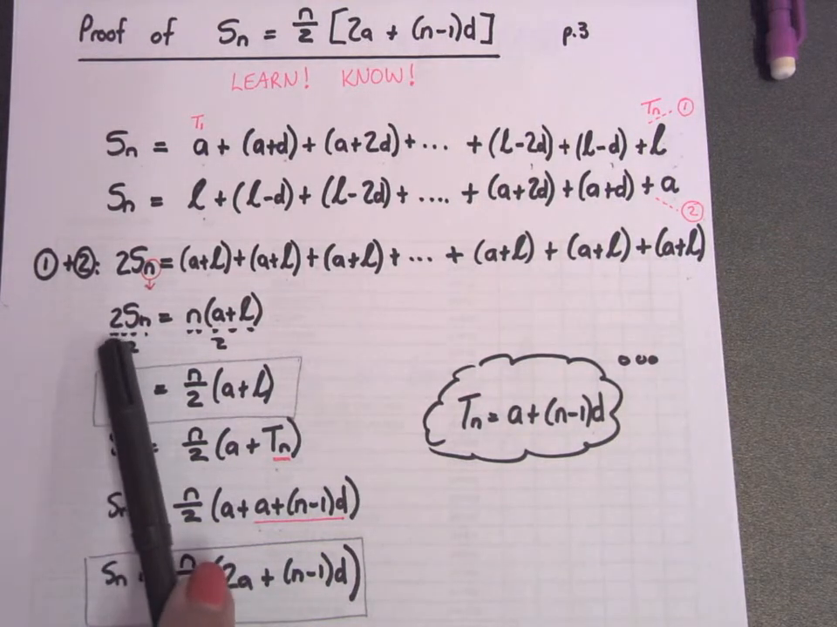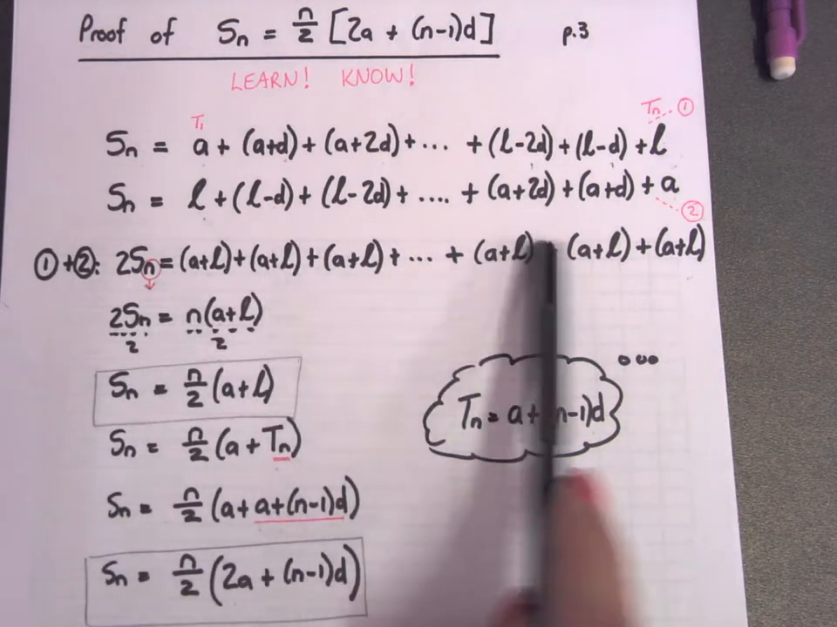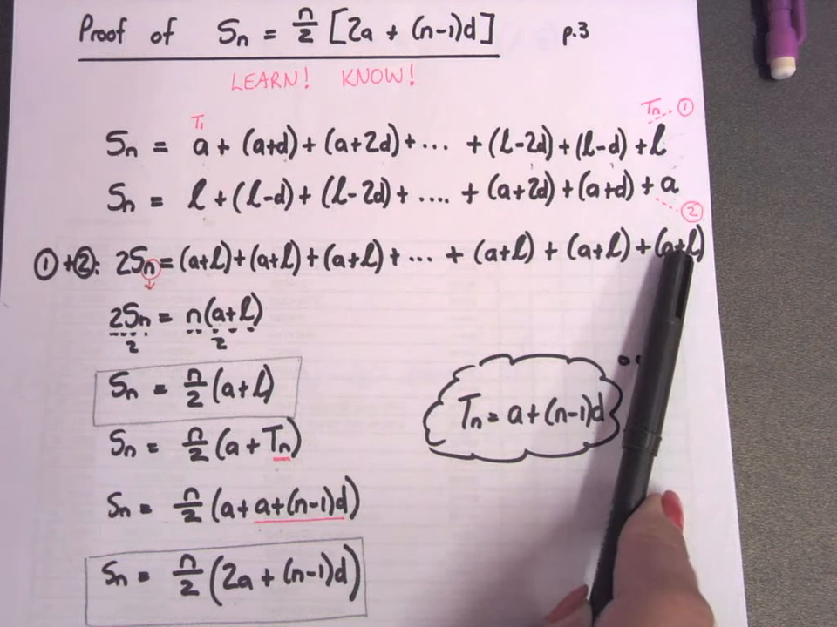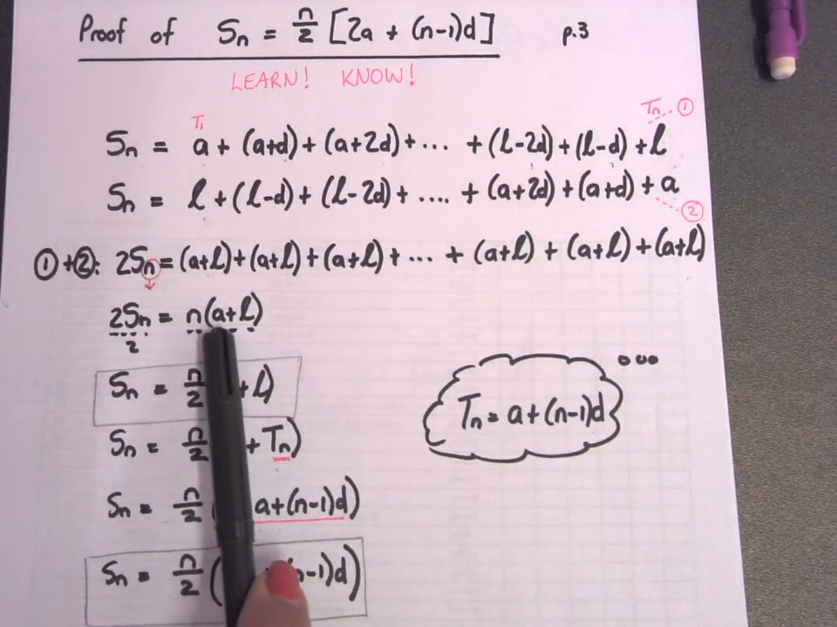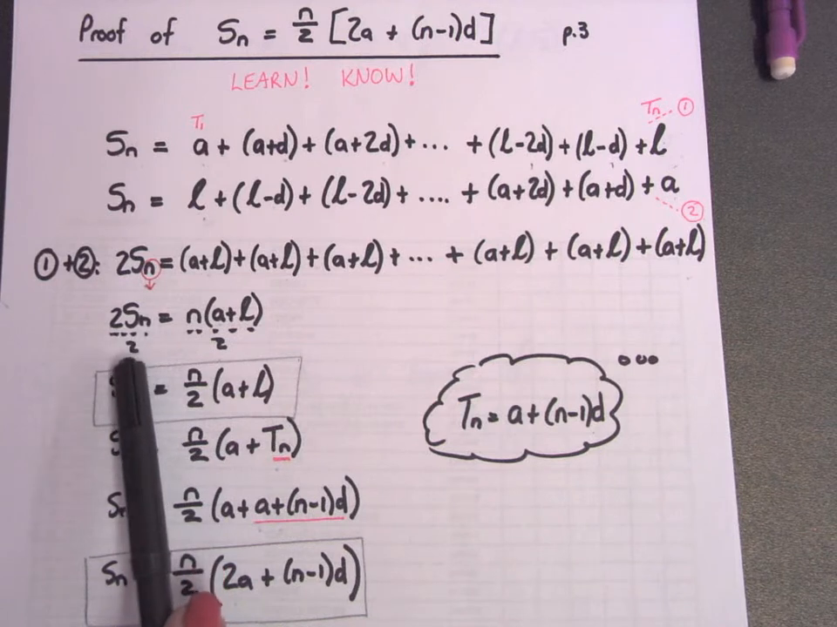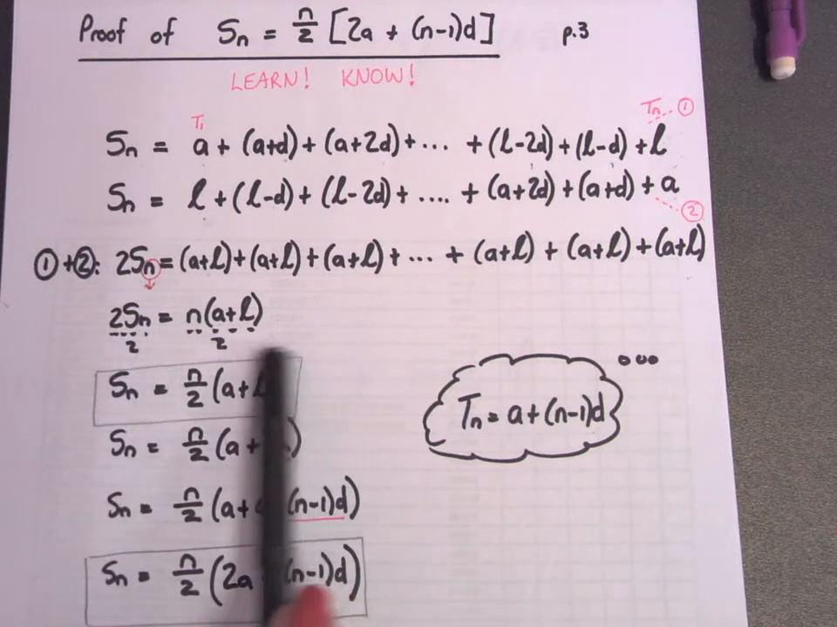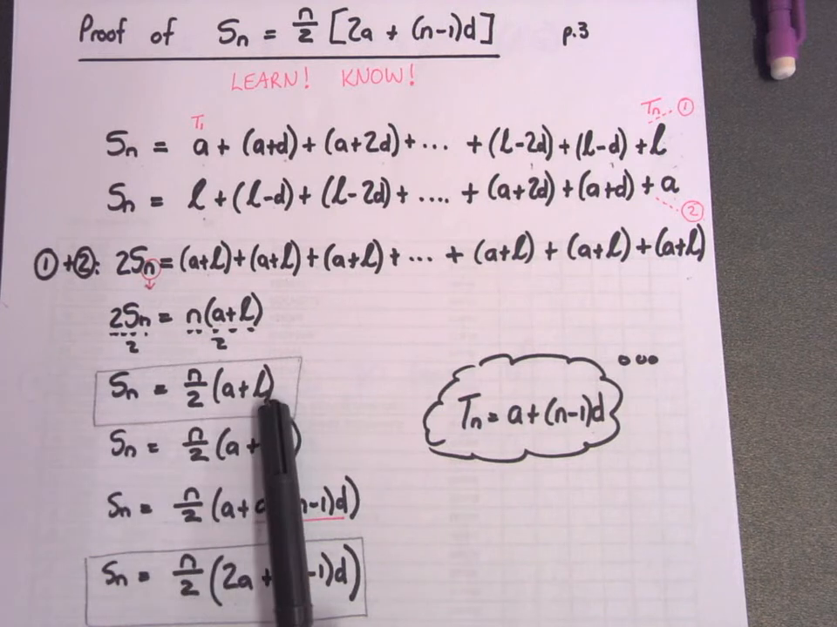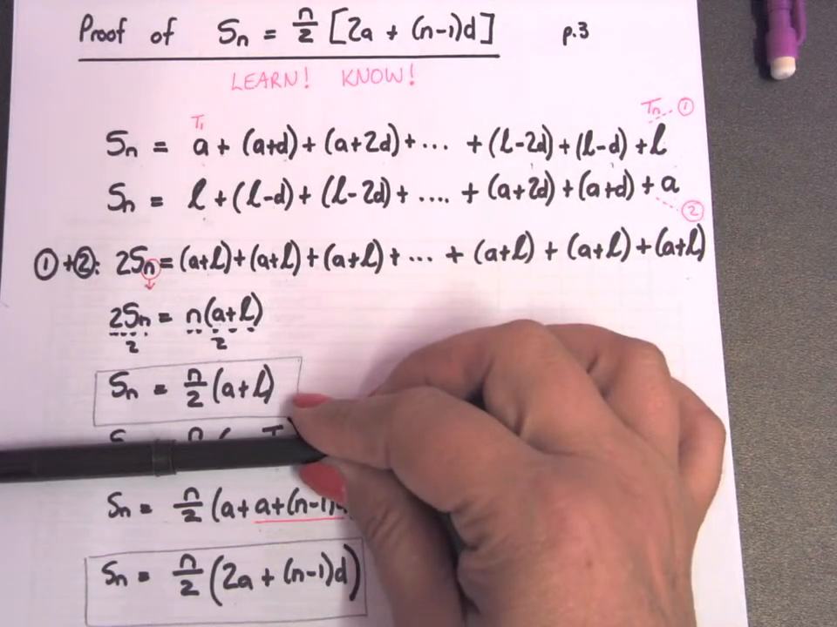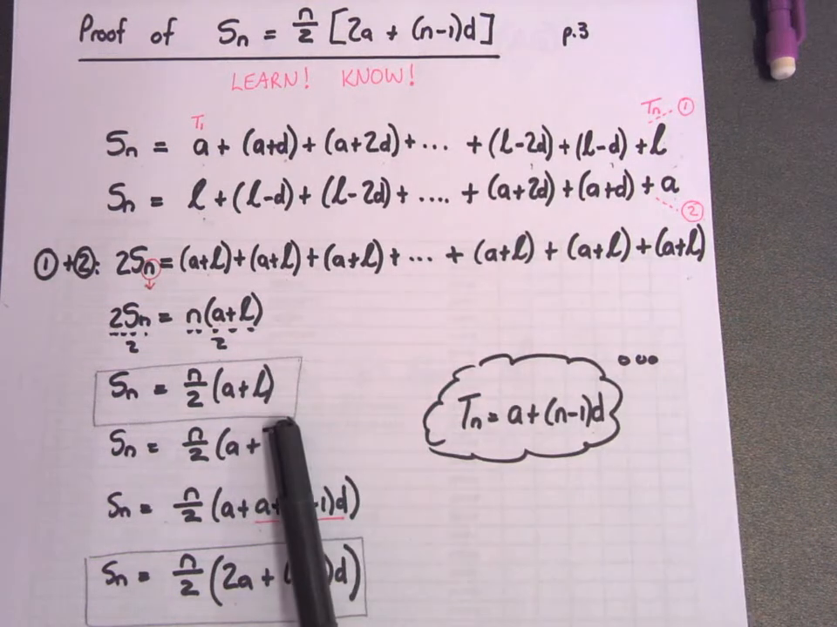So what we actually have here is 2Sn and n times, because we have n terms, n times A plus L. I want the sum alone, so I divide by 2 on both sides. And here we get our first formula. So if I want you to prove this formula, you end here. If they want you to prove the long formula, you must carry on.